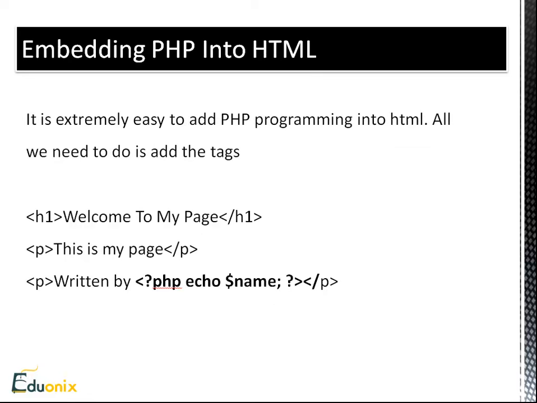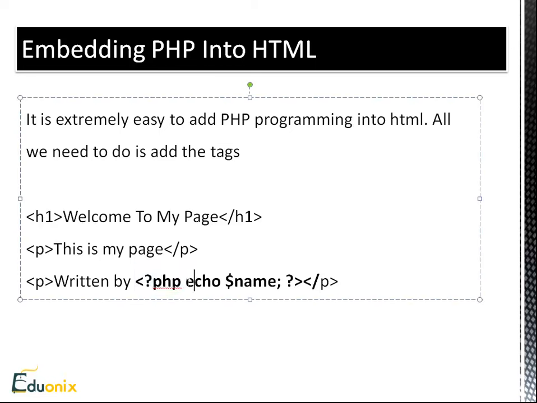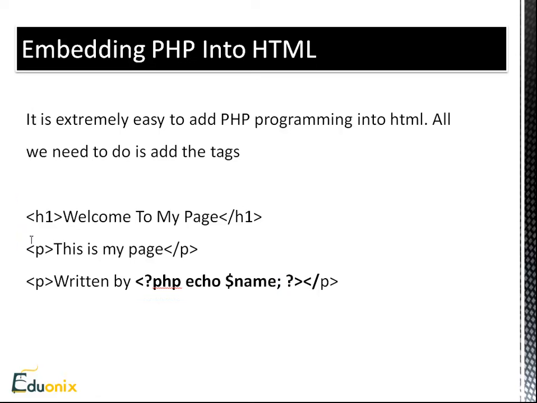So to embed PHP inside an HTML document is extremely easy. Here we have an H1 tag, a paragraph, another paragraph where we have written by, and then an opening PHP tag, and then we're echoing out a variable. Like I said, echo is similar to document.write in JavaScript. It's just going to print something out on the screen. And then we have the semicolon, much like JavaScript, although in JavaScript you don't need the semicolon, in PHP you do. And then we have the closing tag. So it's very easy to embed, which makes it a real desirable language.